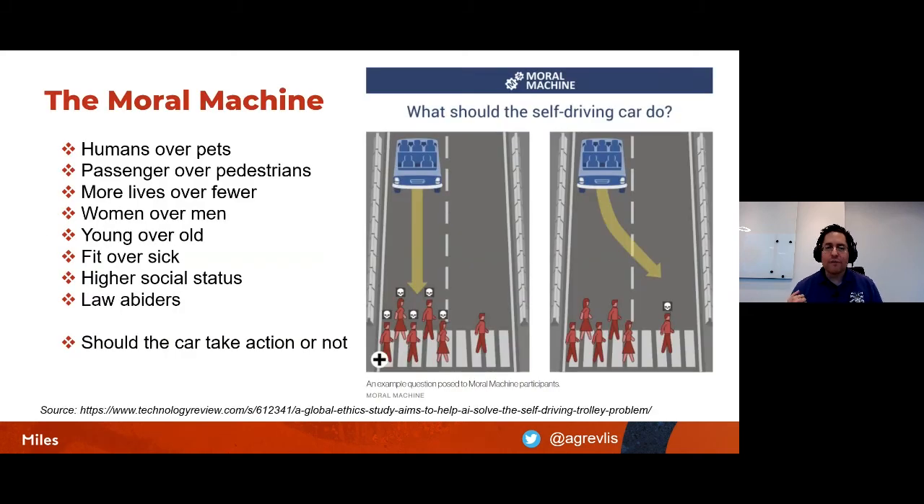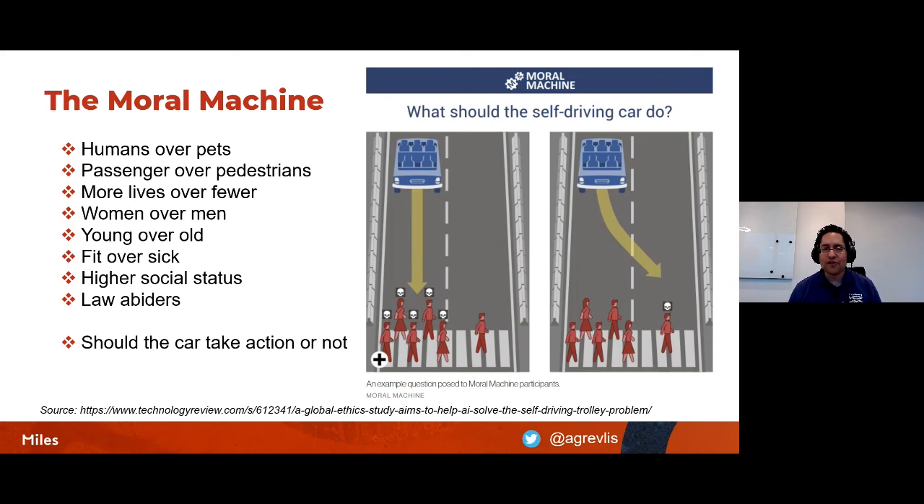One standard problem here within ethical AI is called the Moral Machine. This is a test or a survey that's been developed by the MIT Media Lab. It was launched in 2014, and by now there are millions of people who have taken this test. The test presents a self-driving car approaching a zebra crossing where there are people crossing, and the question is, what should the self-driving car do?